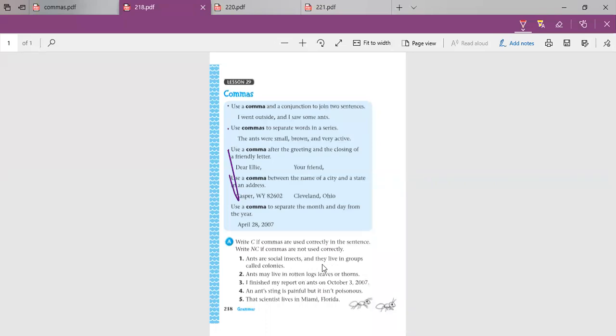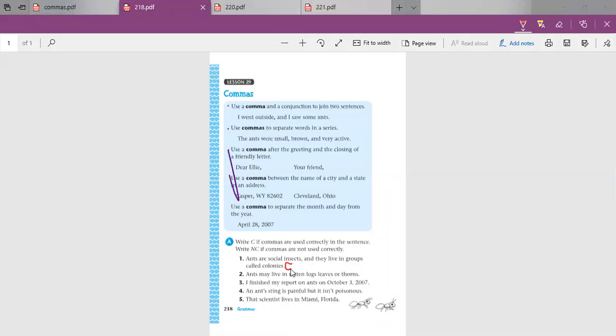I am joining 2 sentences. So yes, this is correct. Excellent. So quickly I will write C. Excellent, Raghat. Because this is just 2 sentences joined together, and while joining them, I have used 1 comma and the conjunction word and. Ants are social, comma, and they live in groups called colonies.